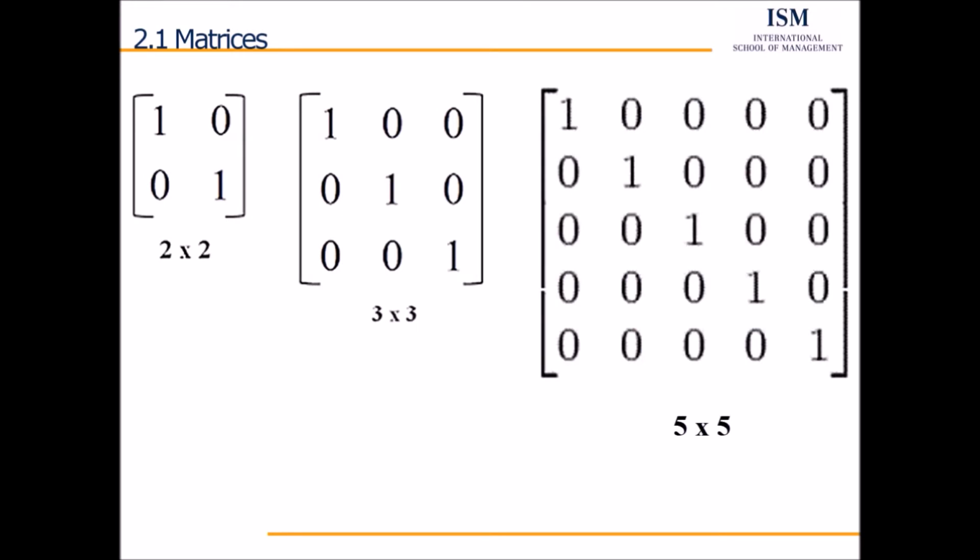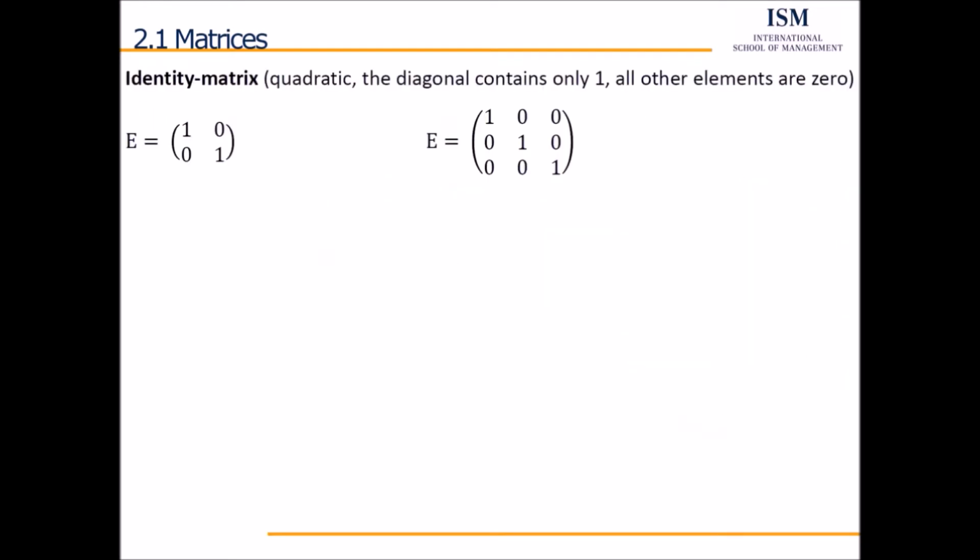The identity matrix is a type of square matrix with only ones in the main diagonal and zeros elsewhere. An identity matrix is a quadratic matrix having ones on the diagonal and zeros everywhere else. For example, these 2 by 2 and 3 by 3 identity matrices are shown here. These are called identity matrices because they work like the number 1 in multiplication.